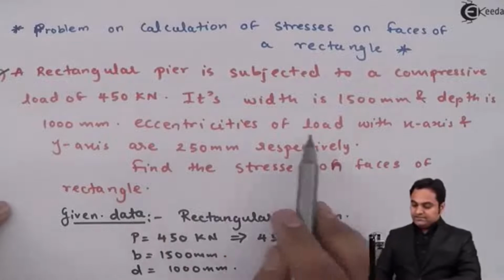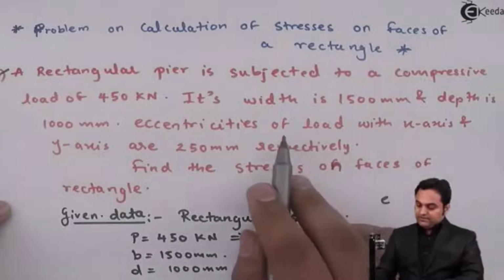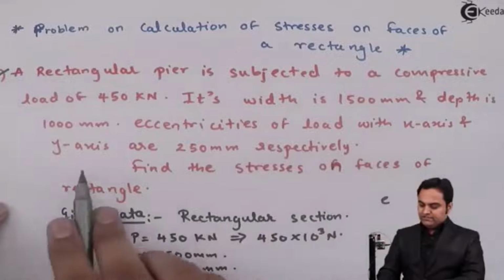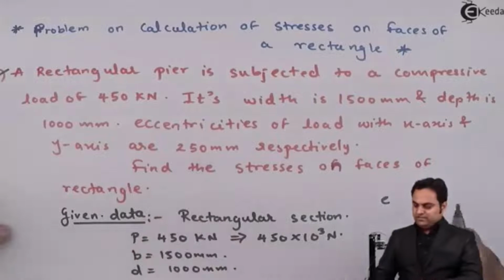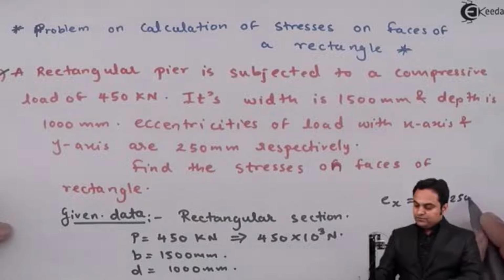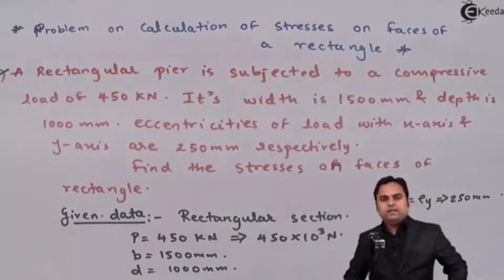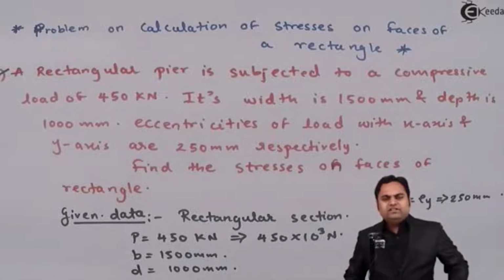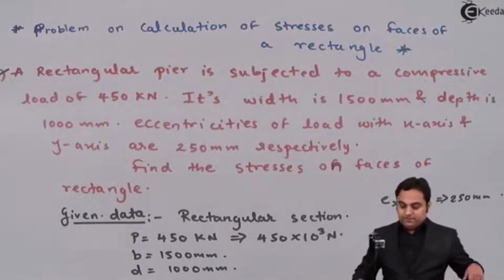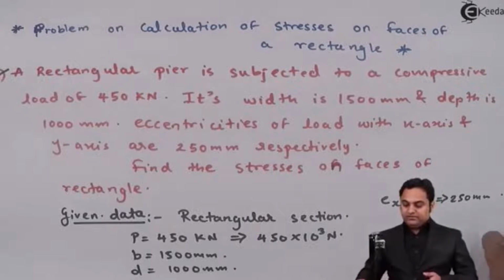Now eccentricities are given, and it is given that eccentricity of the load with x and y axis are 250. So a single distance is given. It means Ex and Ey, they are same, that is 250 mm. Question is to find the stresses on the faces of rectangle. So we will calculate that stresses on the face of a rectangle, and for that let us try to get the solution.